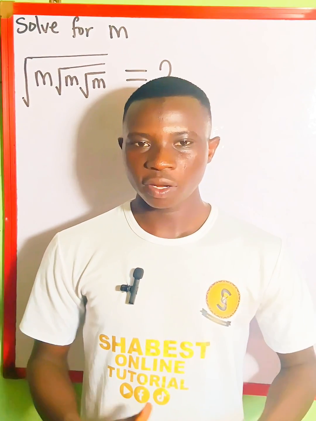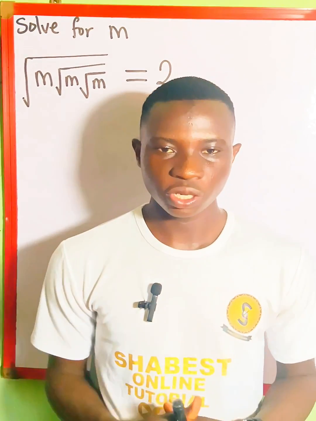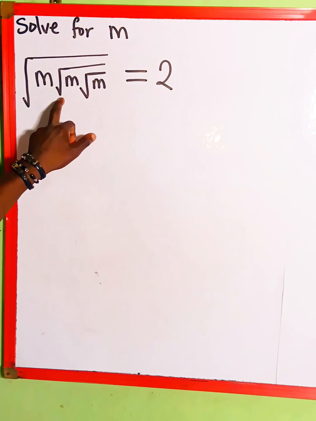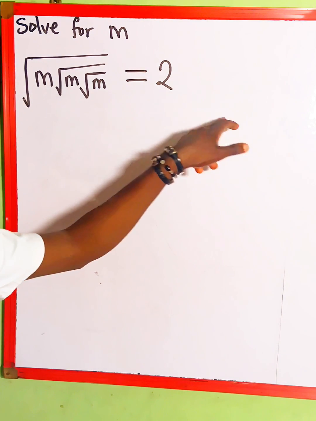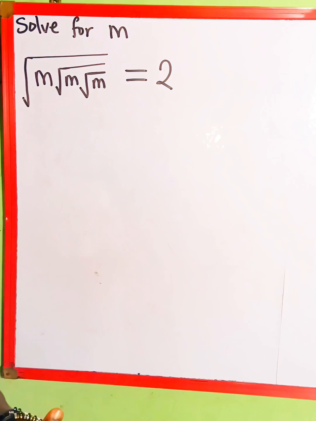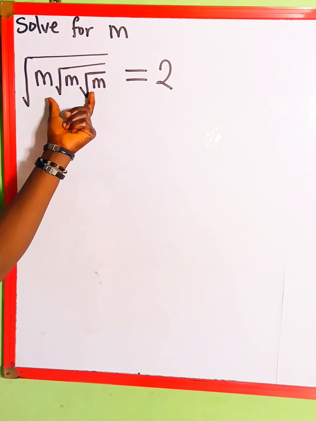We are going to solve for the value of m from this radical equation. And the given equation is what? Square root of m times square root of m times square root of m is equal to 2. To solve for the value of m from this equation, the first thing we need to do is to delete this first square root that covers the whole expression.